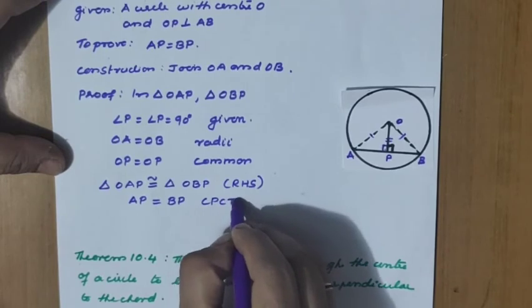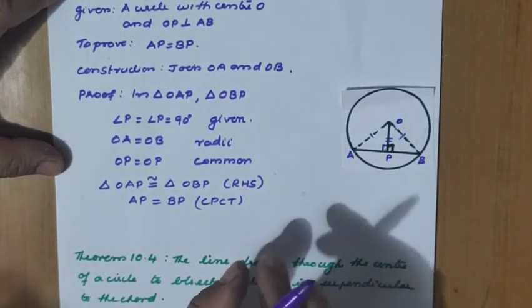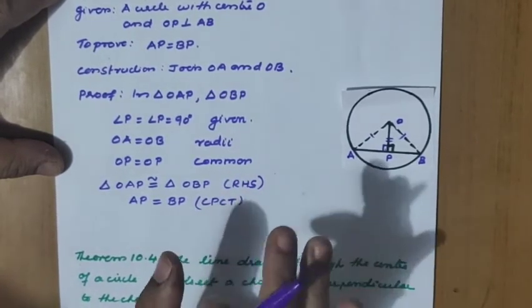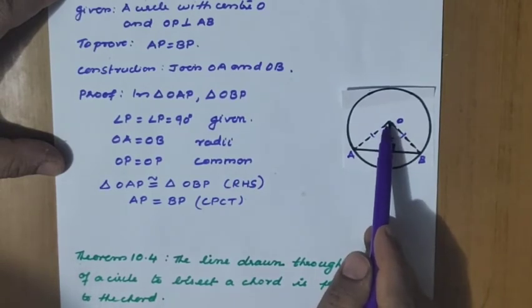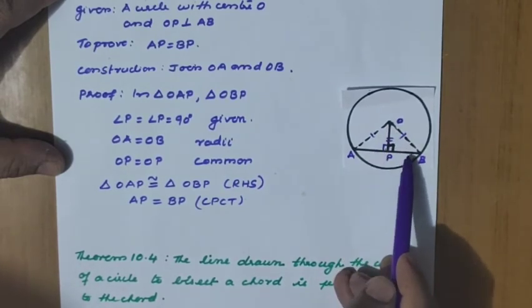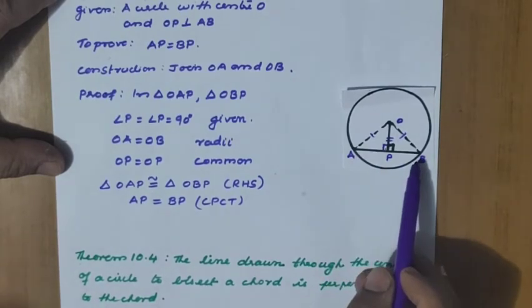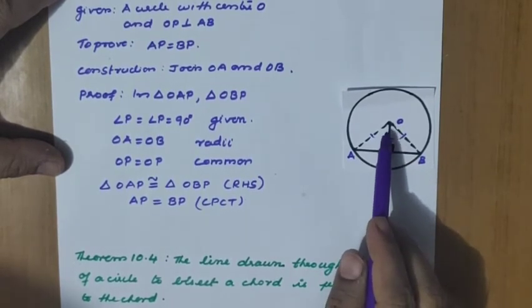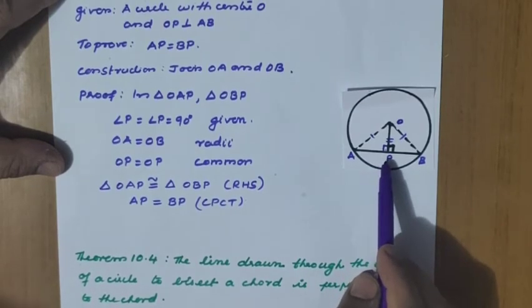By which rule? CPCT. So this is one of the important theorems. You will get the application in 10th class also, this theorem. So learn thoroughly. What is given in the question? The perpendicular from the center bisects the chord. So what is the meaning of that one? If AB length is equal to 8 centimeter, then OP perpendicular to AB means the length of AP equal to 4.